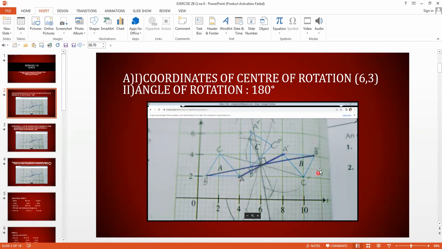Clear? Now we have to map this triangle with this. Okay. Very easy. First of all, you have to join this A with that A dash. Okay. Then you have to join this B with that B dash. Clear? Now look here. Both of these two intersect at the point. Look at that point on x-axis 6 and on y-axis it is 3.